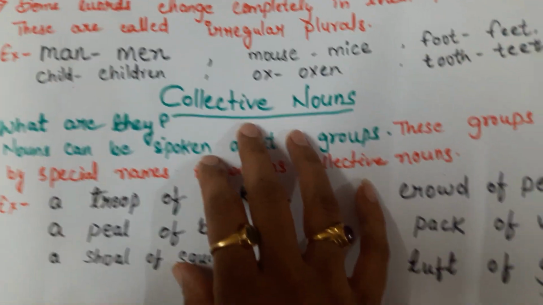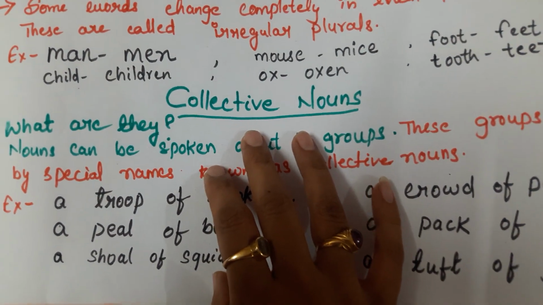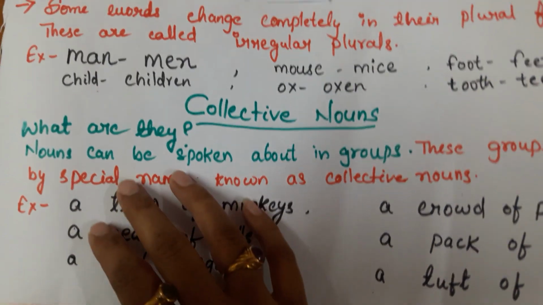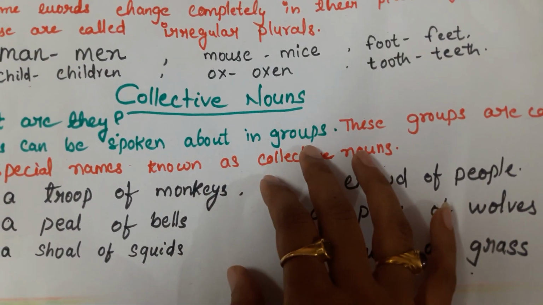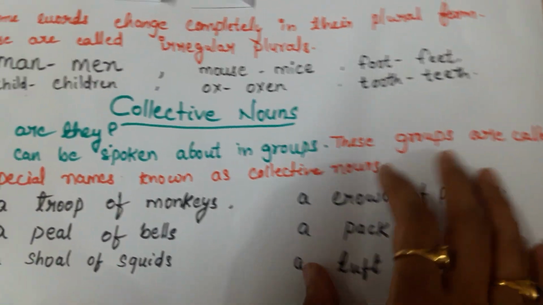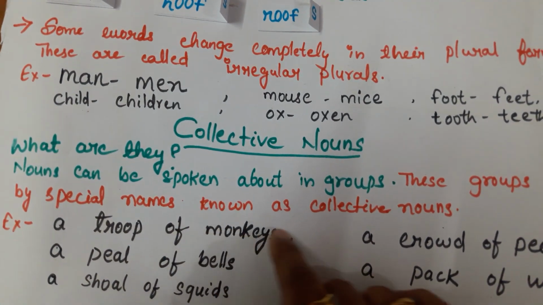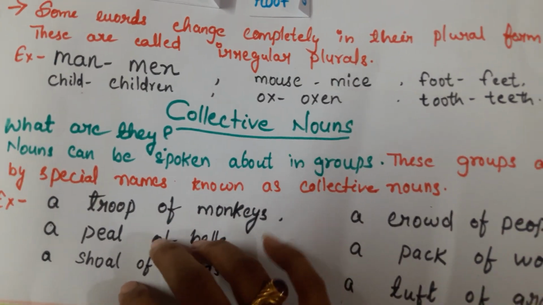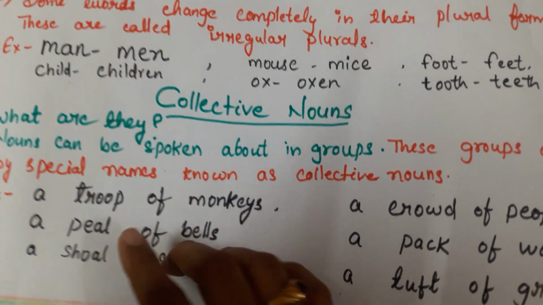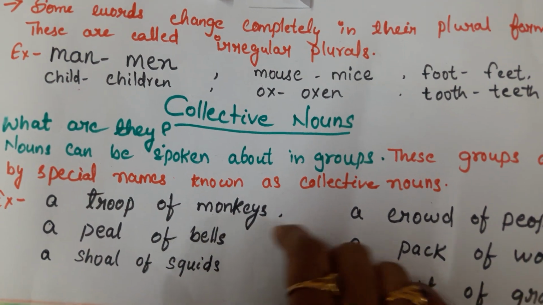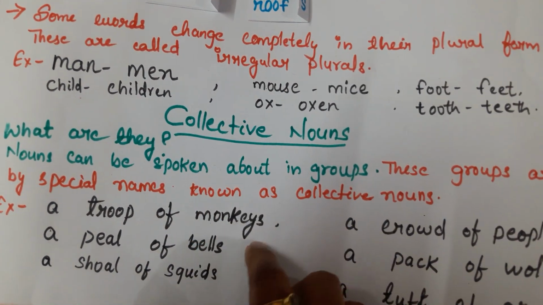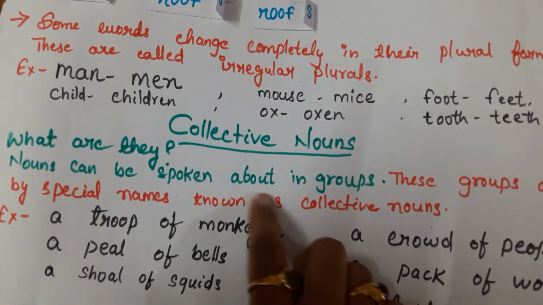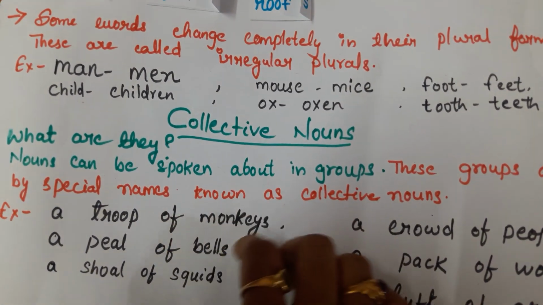Now let us come to the other topic, that is collective nouns. What are collective nouns? Nouns can be spoken about in groups. These groups are called by special names known as collective nouns. You might have heard about it in your class 3 also. A troop of monkeys: when there are many monkeys together, there is a special name for them in a collective noun.